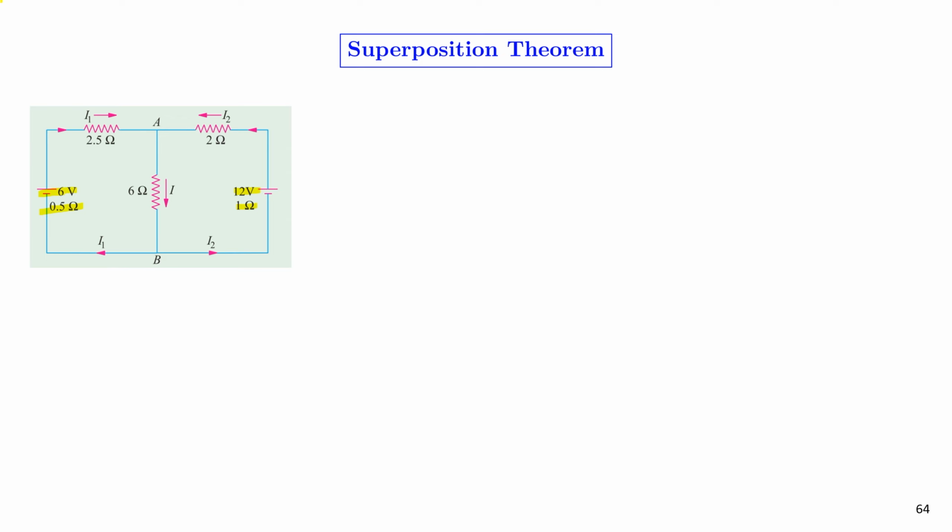There are 3 resistors, 2.5 ohm, 2 ohm and 6 ohm, connected in the circuit, and the current that is flowing through the 2.5 ohm resistor is assumed to be I1. The current that is flowing through the 2 ohm resistor is assumed to be I2. When these two reach node A, they combine and flow as current I through the 6 ohm resistor. Again, when the current meets the node B, it splits into I1 and I2, which then completes the circuit.